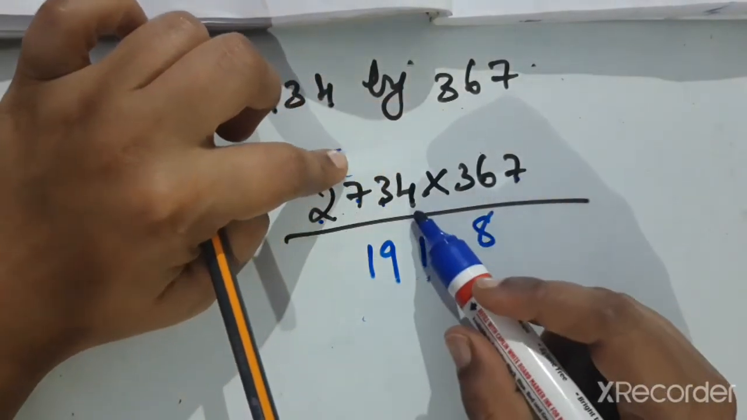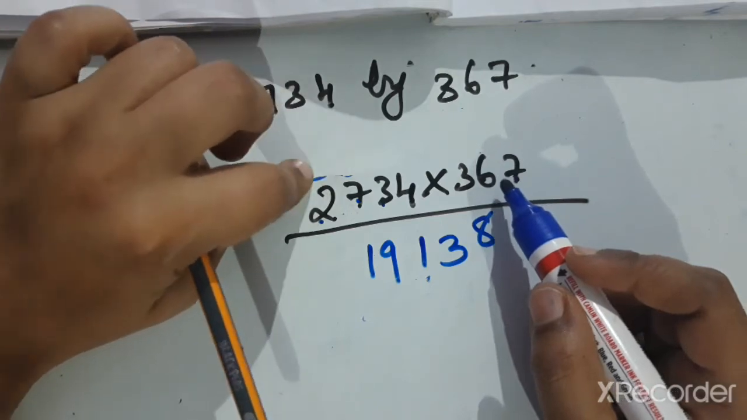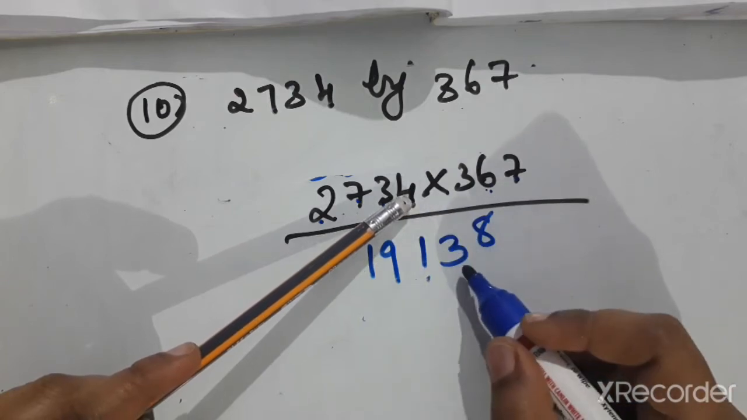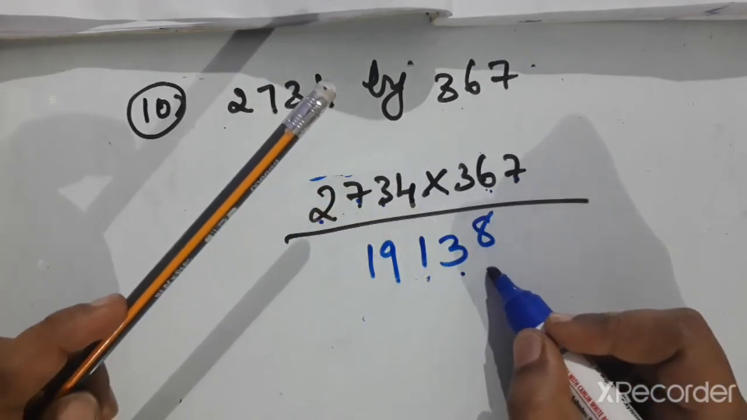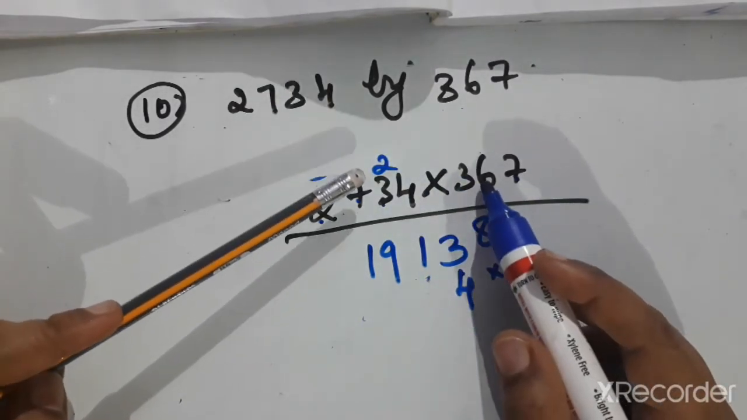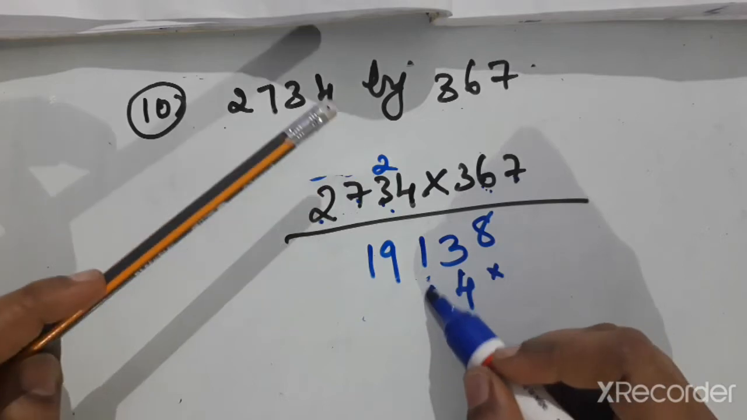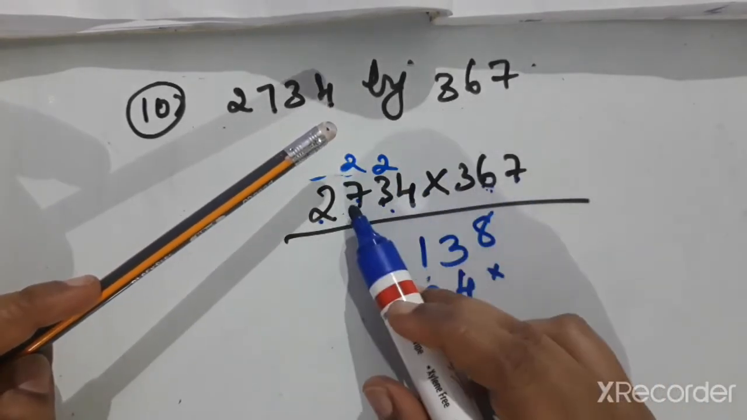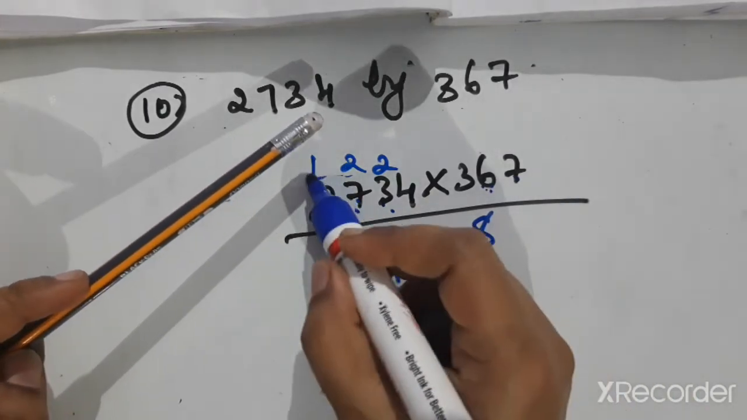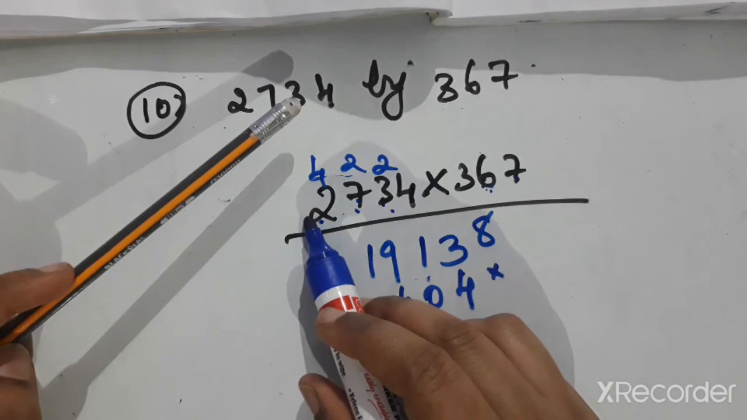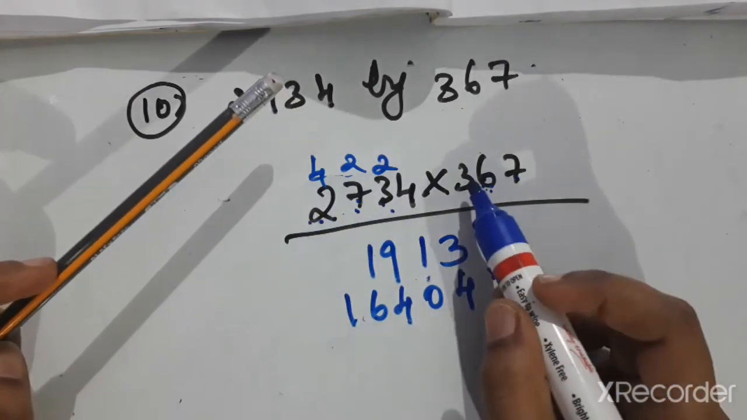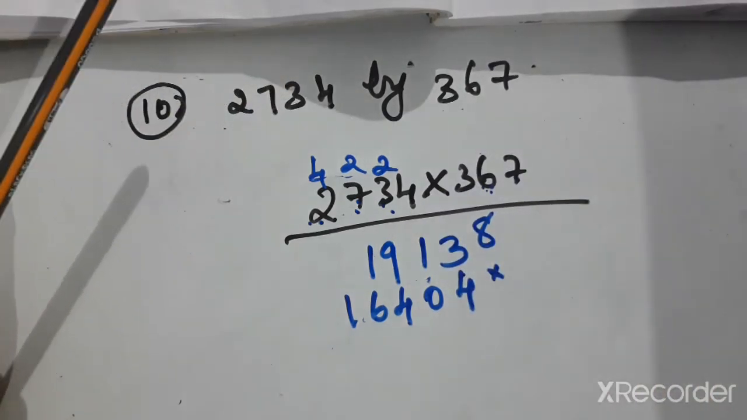6 4s are 24. 24 means 4. This line we have to leave. Okay, 24. So 2 carry out to next place. 6 3s are 18. 18 plus 2 is 20. 0. 2 carry out to next place. 6 7s are 42. 42 plus 2 is 44. 4, 4 carry out to next place. 6 2s are 12. 12 plus 4 is 16. Now we have to multiply with 3. 3 4s are 12.